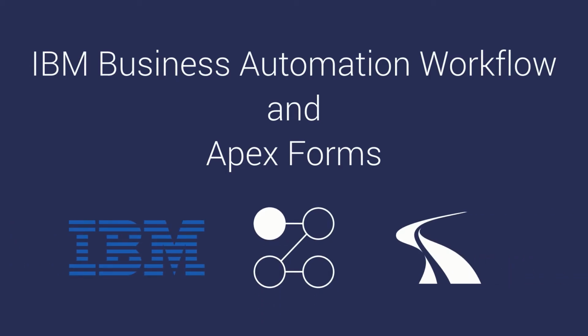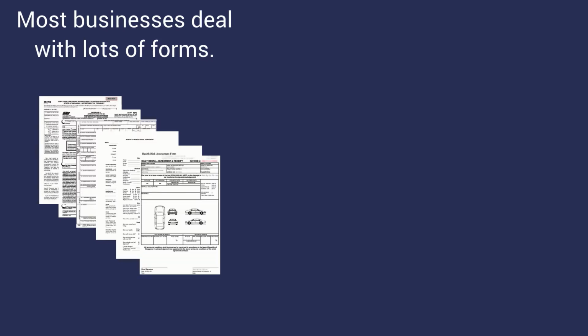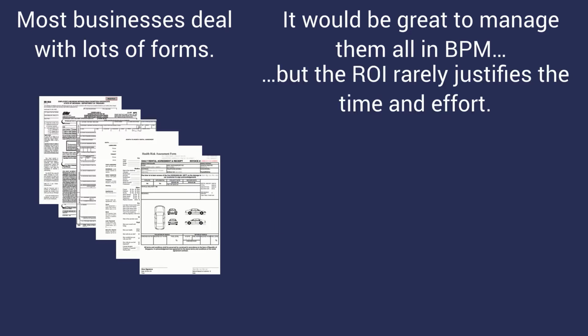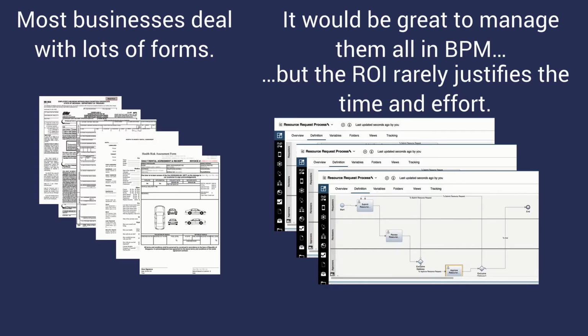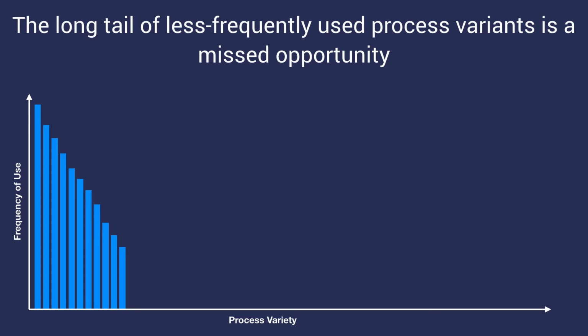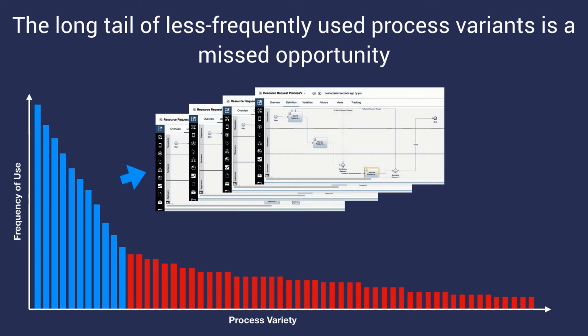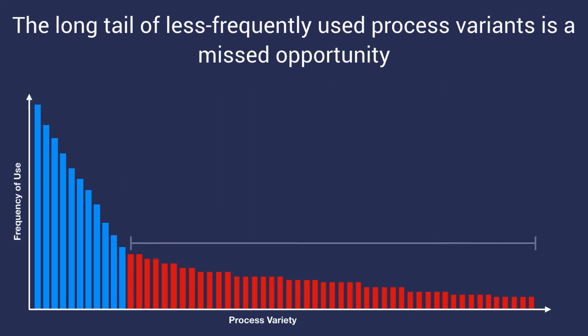Introducing Apex Forms. Most businesses utilize lots and lots of forms in order to gather data used in processes. In an ideal world, we would build BPDs for all those processes in BPM or BAW, but it would take a lot of time and effort. We're talking about the long tail of processes that have a small amount of variation, lots of different flavors with relatively low volume. But if you add them all up, those long-tail processes can add up to half or even 60% of all the work flowing through your company. By neglecting them, there's a huge opportunity left on the table.